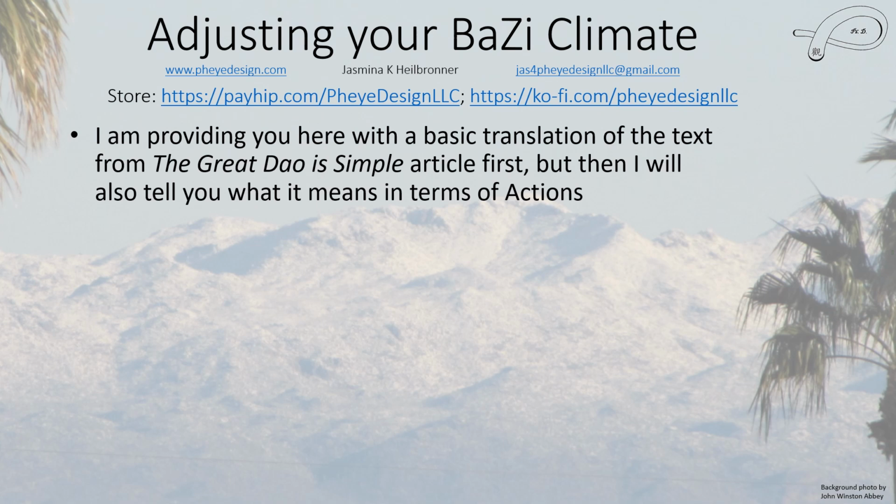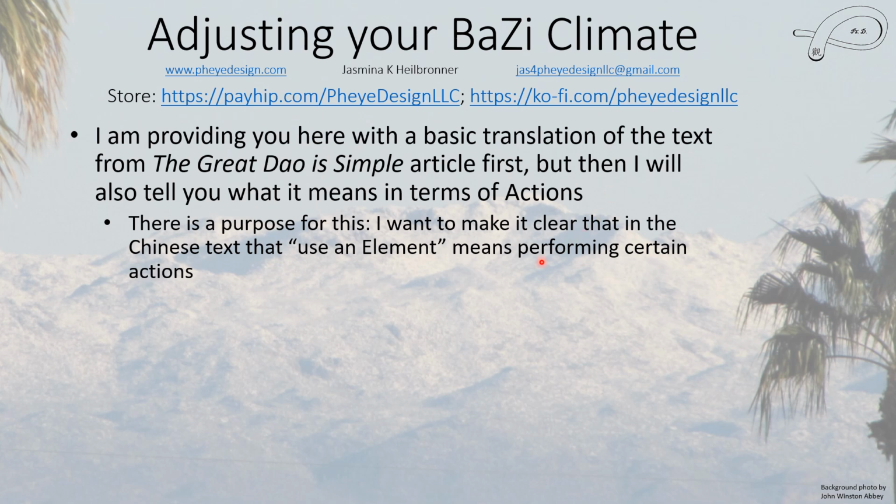I could just go to what does it mean, but I think you miss a real important point if I just do that. I want to make it clear that when the Chinese text says use an element, it means perform certain actions or gain certain skills.